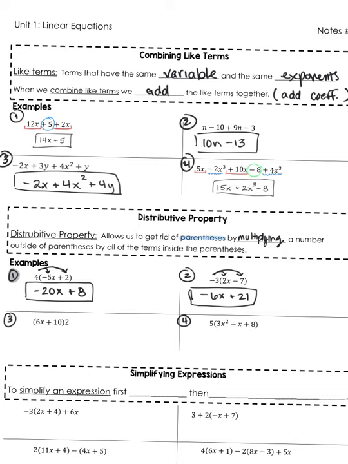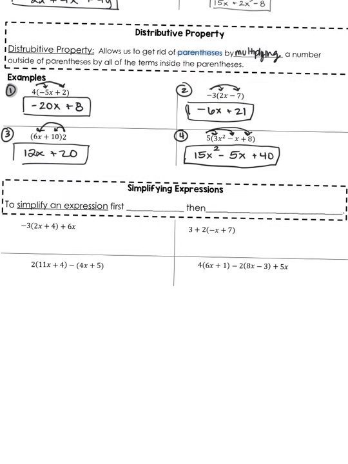Pause the video, try number 3 and number 4, and then come back and check your work. All right, for number 3, you should have 12x plus 20, and number 4 should be 15x squared minus 5x plus 40.